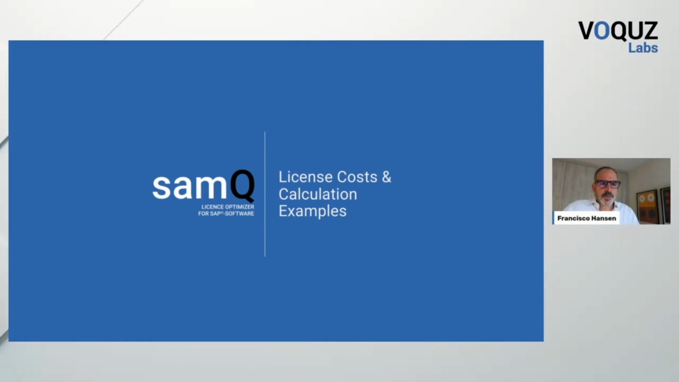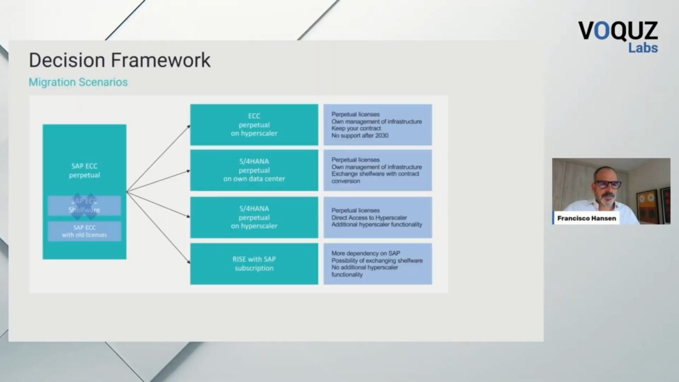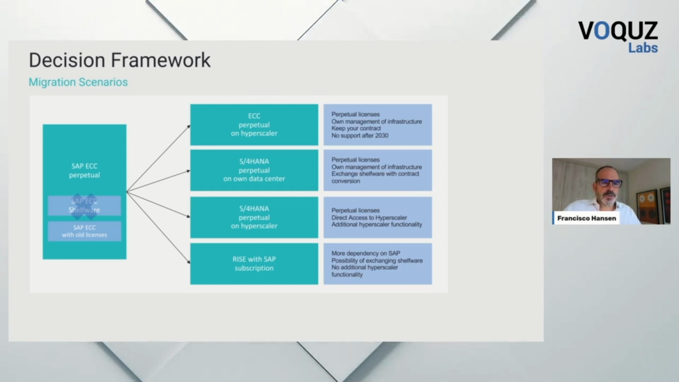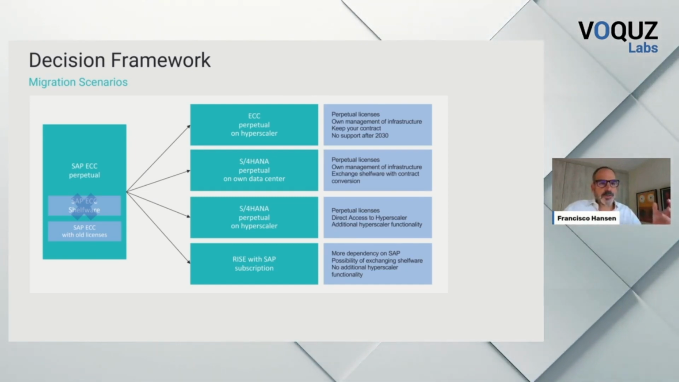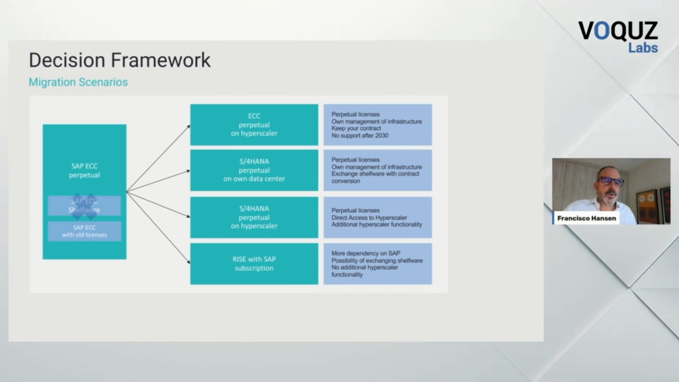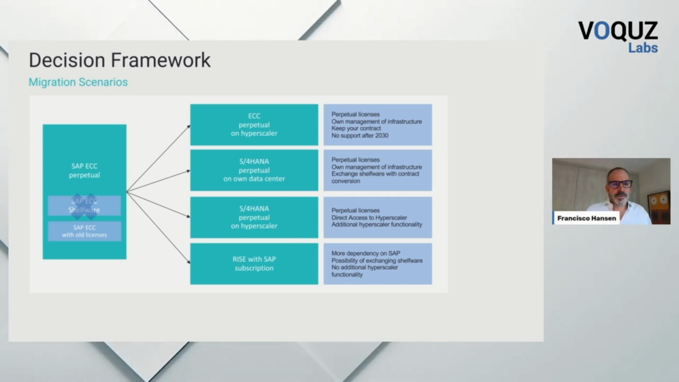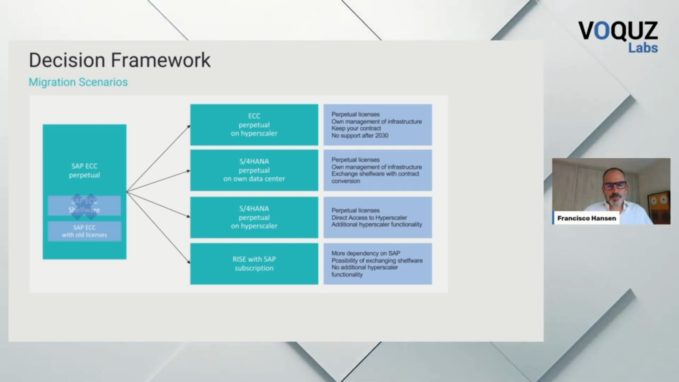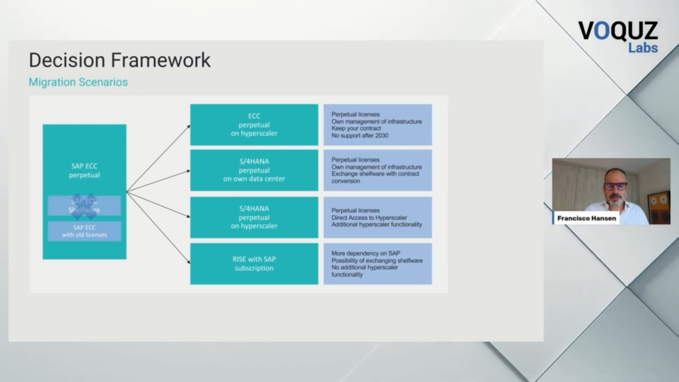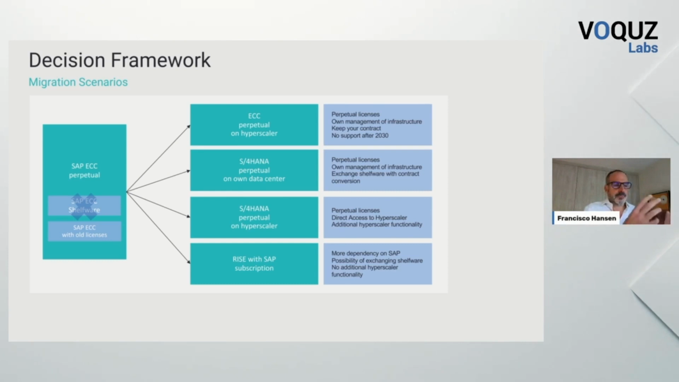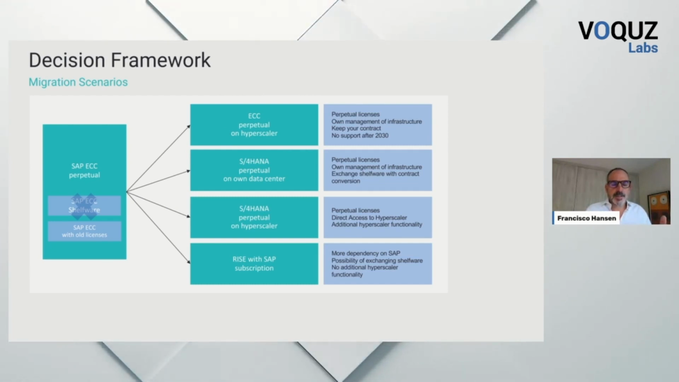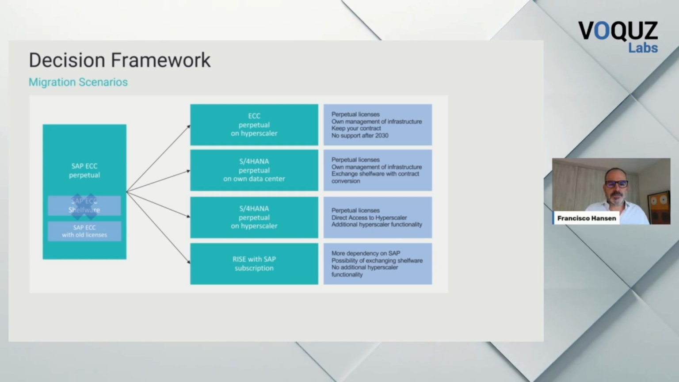So license costs and calculations examples, let's look at that. How do you get there? First of all, we are talking about comparing what you have today, eventually, you're already on a hyperscaler or on a local data center. Then you want to compare this with the S/4HANA Perpetual licenses on your own data center, on a hyperscaler, and RISE with SAP. Now, don't do the error of comparing RISE with SAP with, say, 40% discount with S/4HANA Perpetual with a 20% discount. I mean, somehow the discount levels must be balanced.